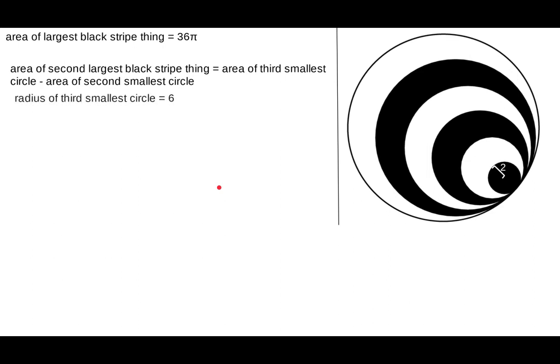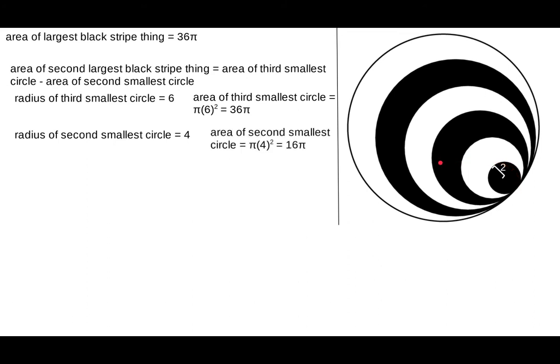The radius of the third smallest circle is 6, because if this is 2, this white one is 4, and this black one is 6. The area of the third smallest circle, if we plug it into the area formula, is pi times 6 squared, 36 pi. The radius of the second smallest circle is 4, because this is 2, and this white one is 4. If we plug it into the circle formula, we get pi times 4 squared, which is 16 pi. Now the area of the second largest black stripe is 36 pi minus 16 pi, which is 20 pi.